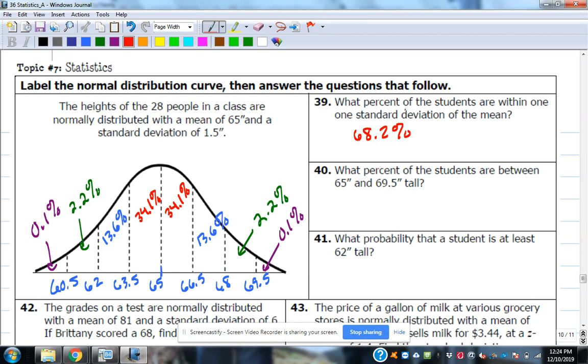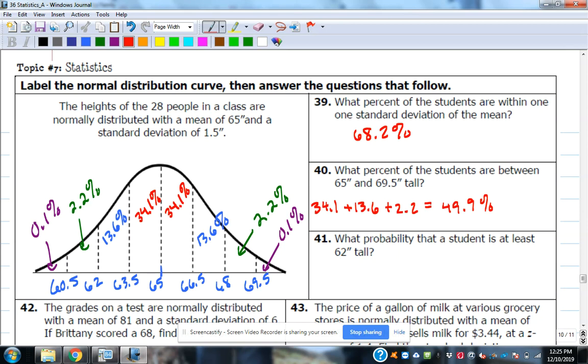Number 40 says, what percent of the students are between 65 and 69.5 inches tall? 65 is here, 69.5 is here. Between that would be all of this. So what do we do with each of those percentages? Add them up. 49.9%, almost half. That would make sense if it's normally distributed. It splits it in half, doesn't it? This is 50%, this is 50%.